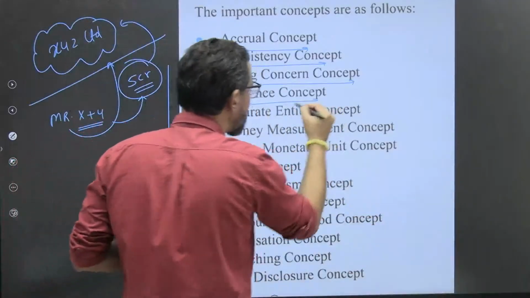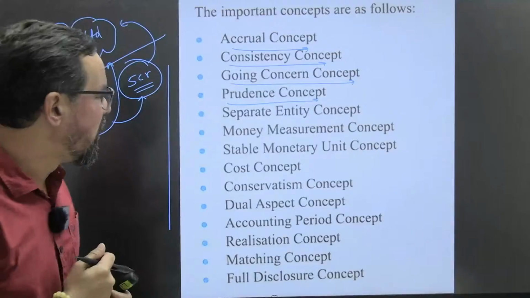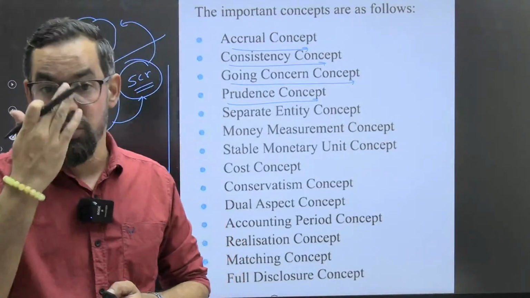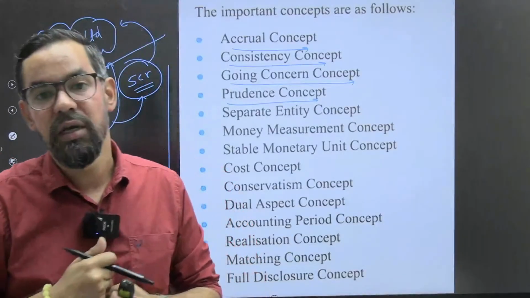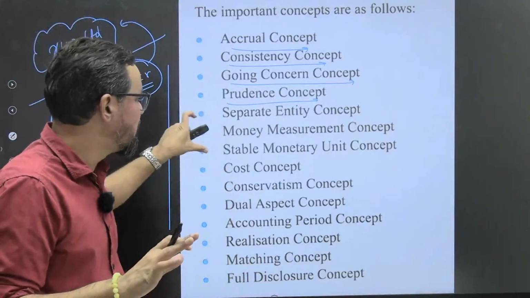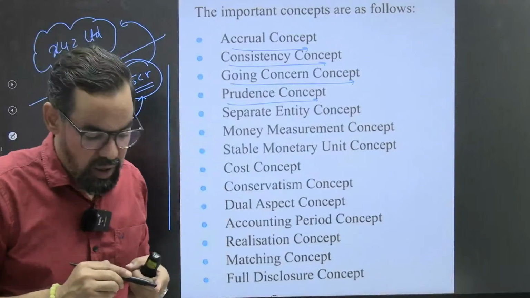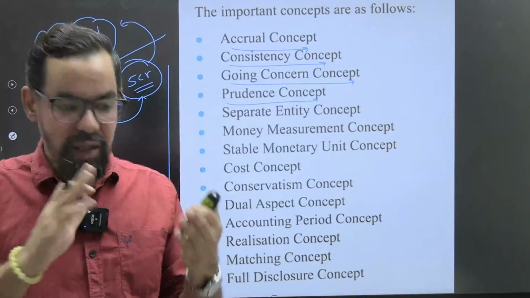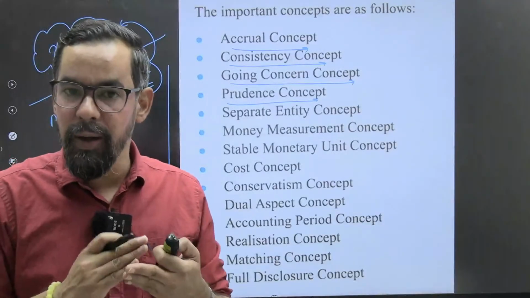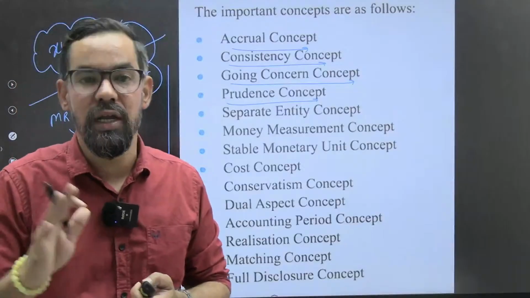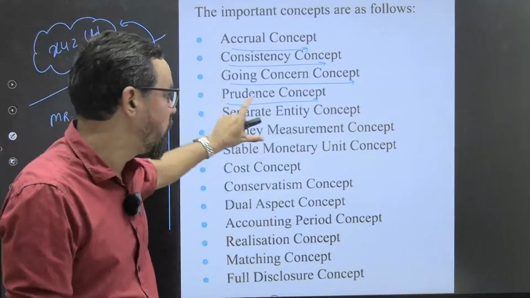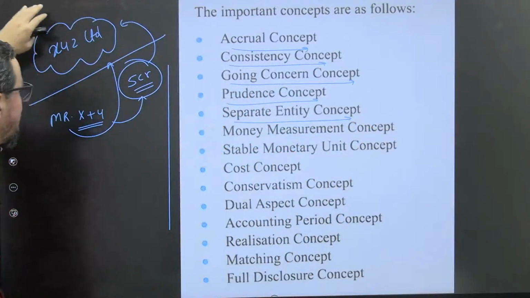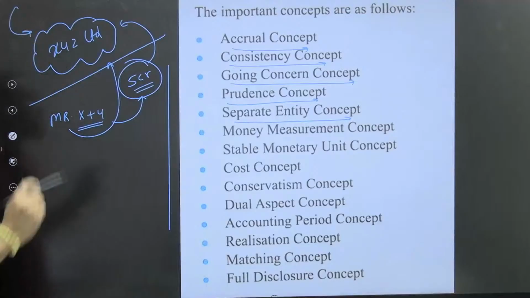Prudence, it is also known as the concept of realizations, or conservatism. Sorry, prudence is related to realizations: expected losses should be accounted for immediately, and expected profit should be avoided. That is the prudence concept. Separate entity concept: business is a separate entity. This is a separate economic unit which is created by law.